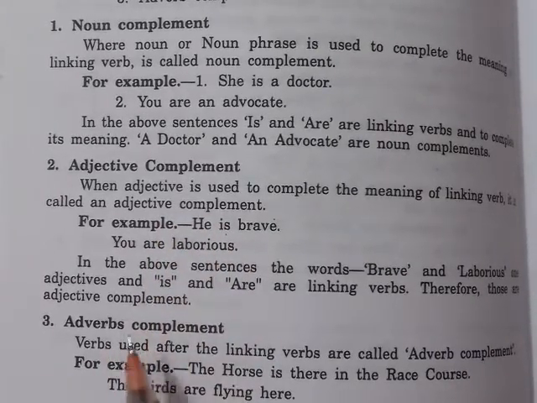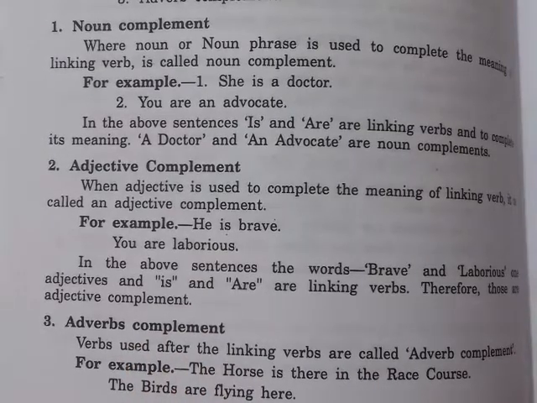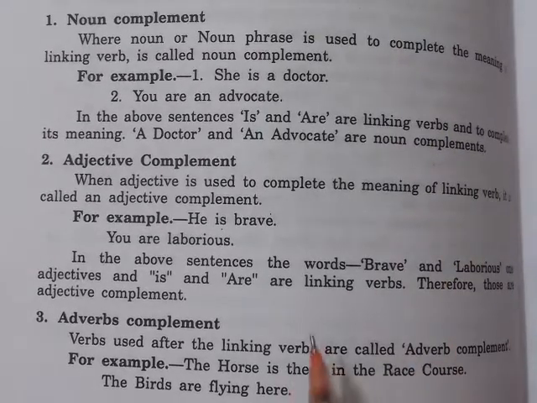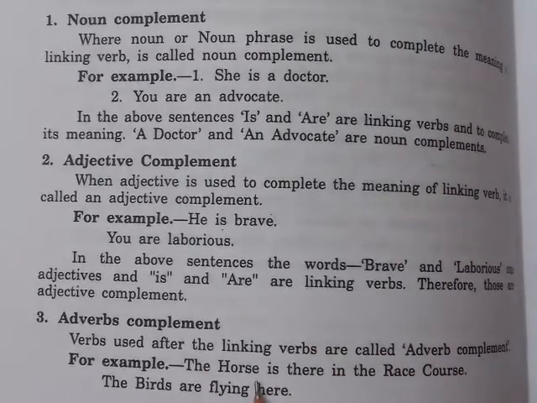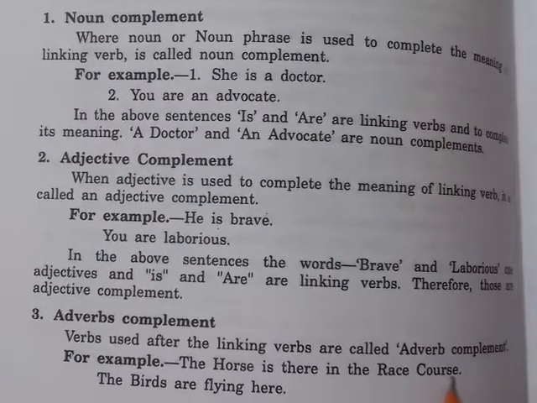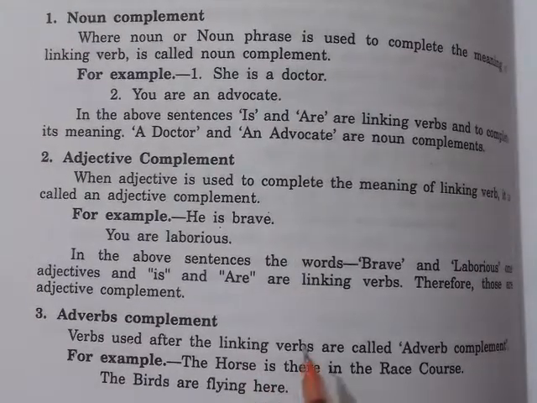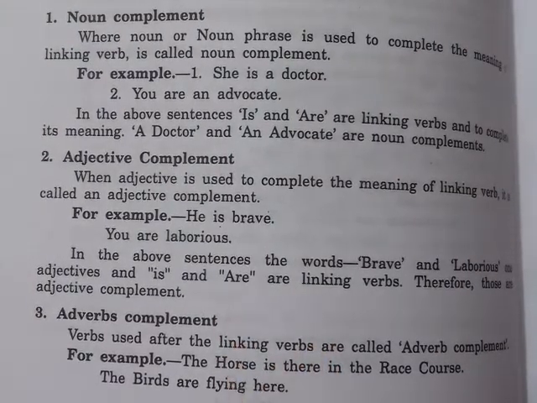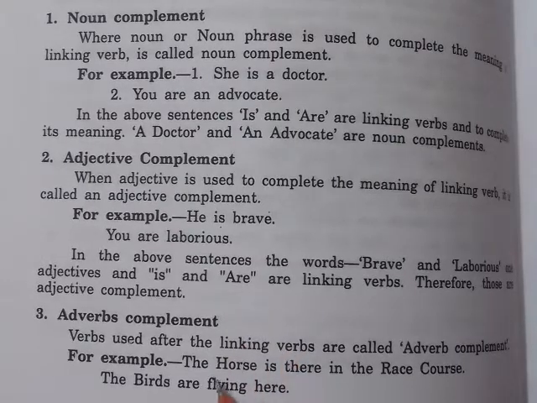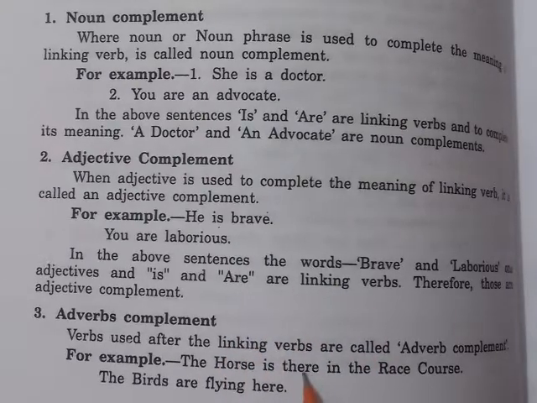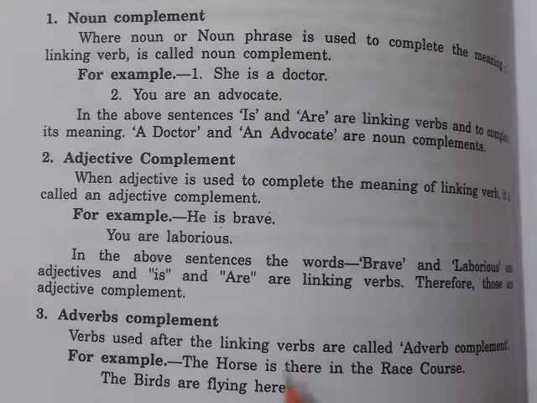And the last one is the adverb complement. Adverbs used after the linking verbs are called adverb complements. For example, the horse is there in the race course, the birds are flying here. So in these sentences, is and are represent linking verbs, and to complete their meaning, the adverbs here and there are used, so it is called an adverb complement.